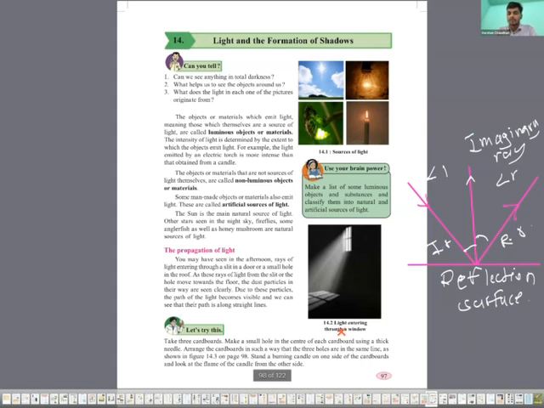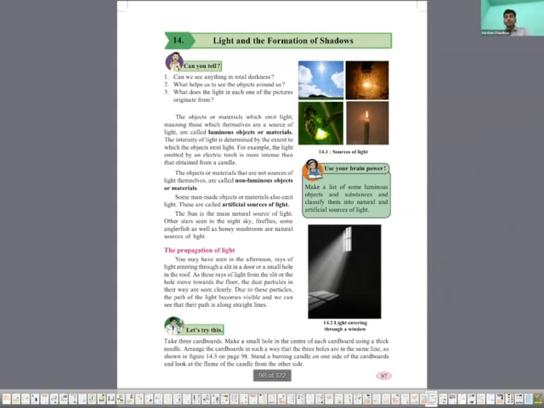So these are the laws of reflection of light. The first law says that the angle of incidence is equal to the angle of reflection, and the second law says that the incident ray, the reflected ray and the normal lie on the same plane. These are the laws of reflection of light.